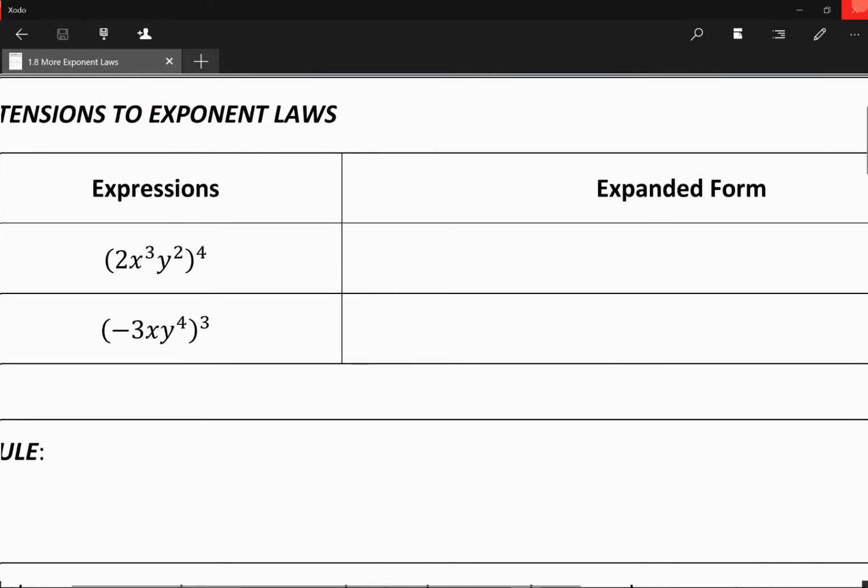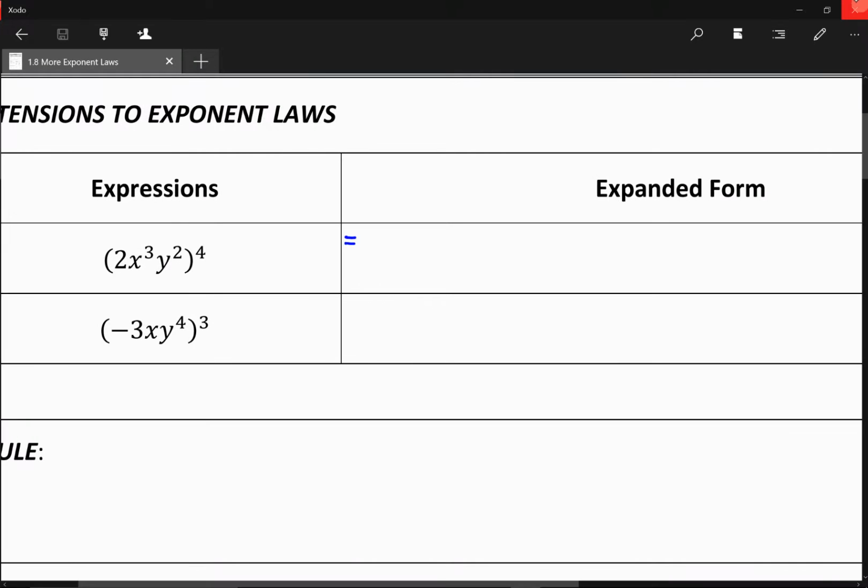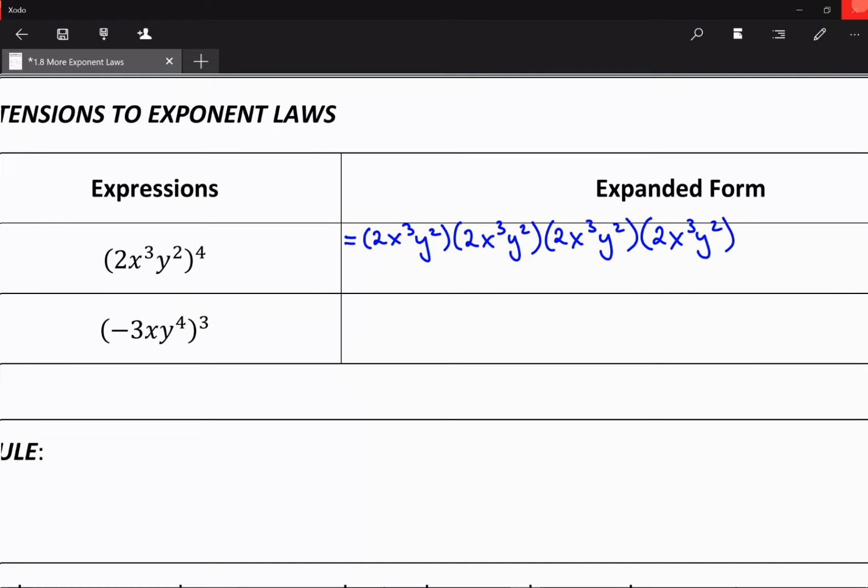Let's write this in expanded form. In expanded form, I'll be writing this bracket 4 times. So 2x cubed y squared times 2x cubed y squared times 2x cubed y squared, and one more time, 2x cubed y squared.